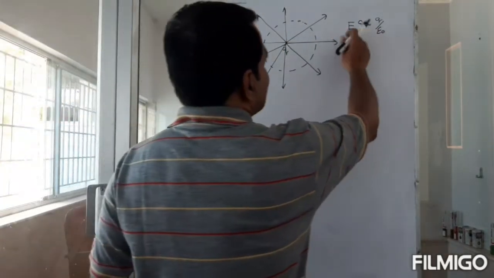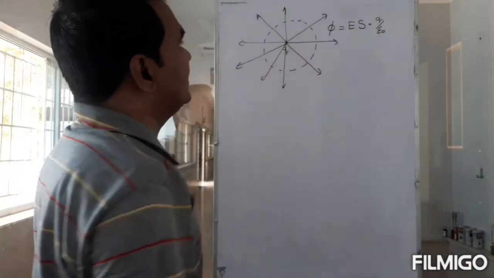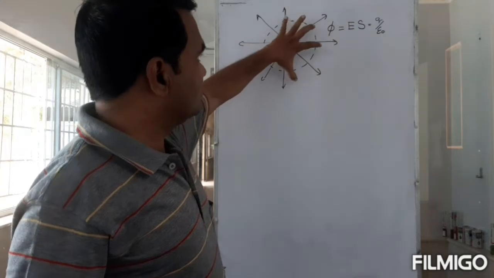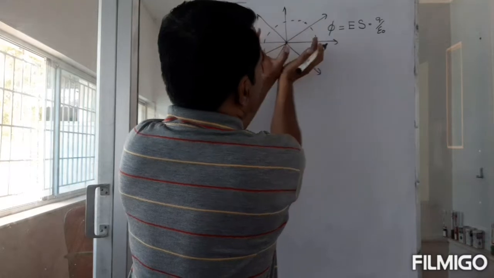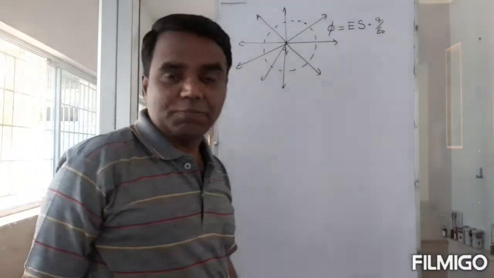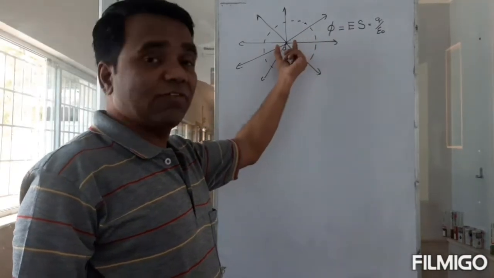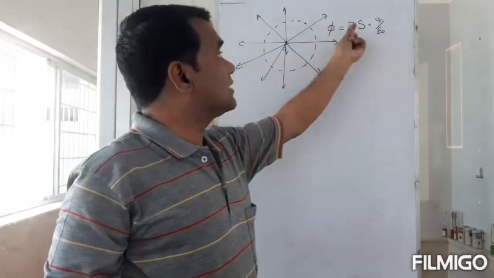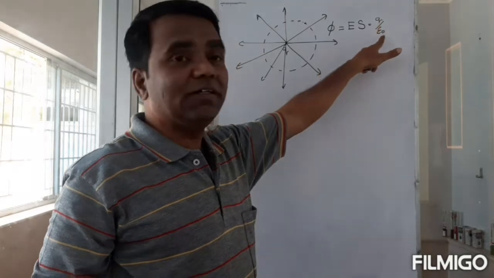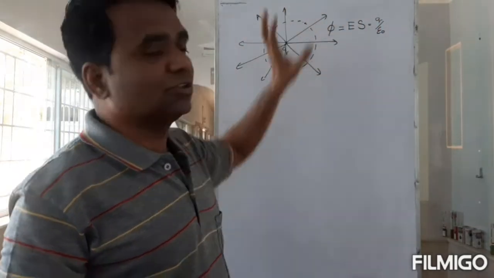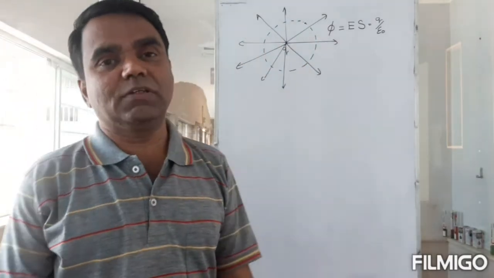I'll call this the entire flux phi. The entire flux phi is equal to E, the E at this point maybe, times the entire surface area of the sphere. If we multiply that, I'm going to get Q by epsilon naught. It doesn't depend on what your E values or S values are, but E and S will adjust themselves such that their product will always be equal to Q by epsilon naught for the charge. If we take the entire surface, that's the total flux coming out of it.